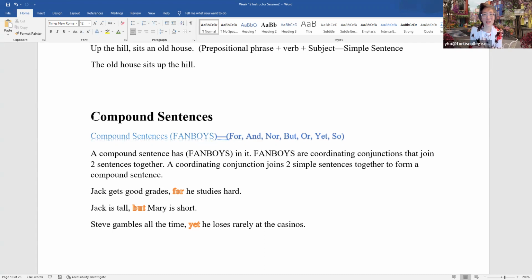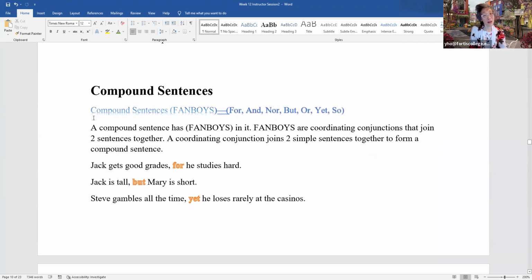It's when somebody writes in a choppy manner. Okay, that's how I can tell. Anyway, so compound sentences, when you have FANBOYS, you have to remember to put the comma before the FANBOYS. And so for, and, nor, but, yet, so.